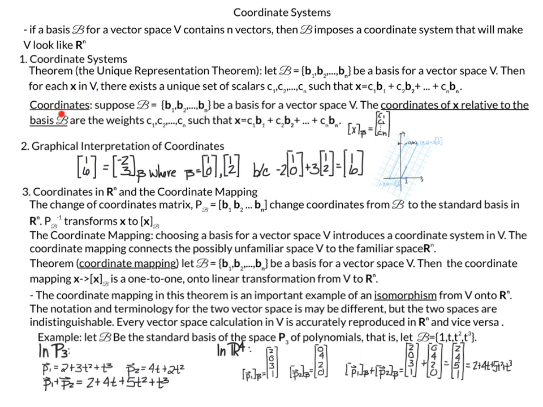So then we can define coordinates. Suppose we have our basis b1 through bn, a basis for a vector space V. Then the coordinates of x relative to the basis B are exactly those weights, these coefficients c1, c2 up to cn, that make x a linear combination of our basis vectors. And our notation looks like this: the coordinate vector of x with respect to our basis B is equal to c1, c2 up to cn.